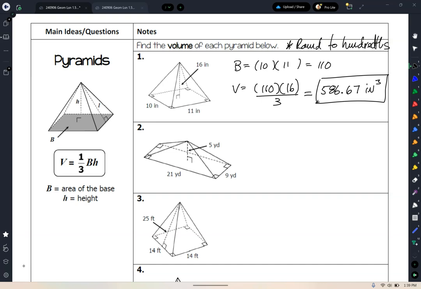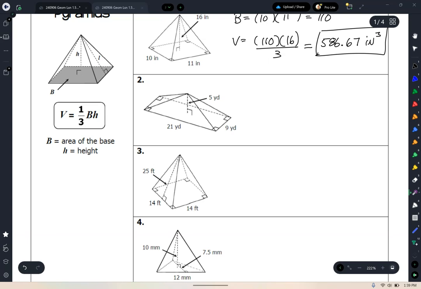All right, that's fairly easy, right? It's just plugging in the numbers. Is everybody okay? It's the area of the base, and then a third of that. Okay, let's do number 3.